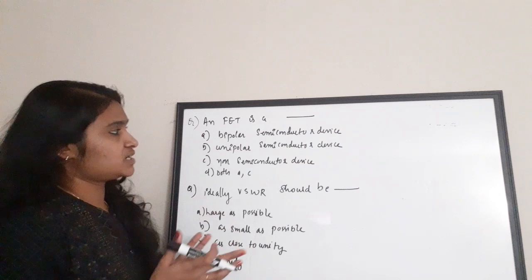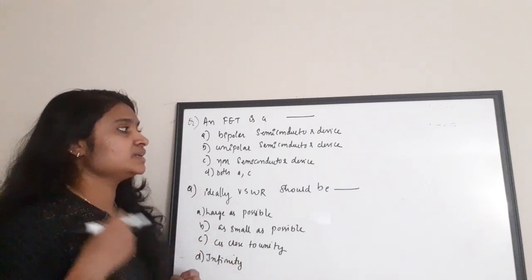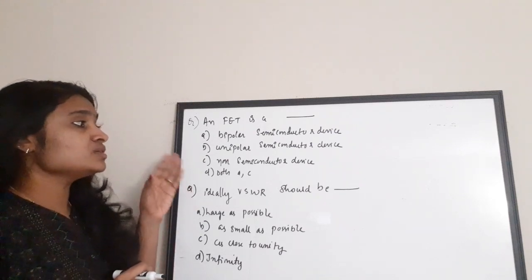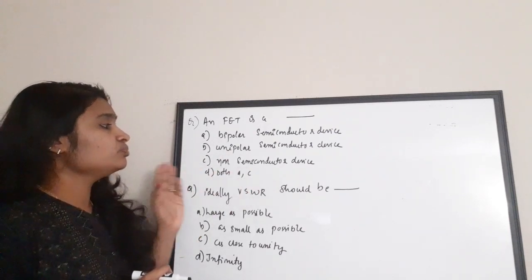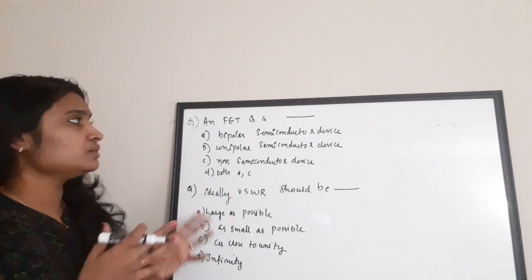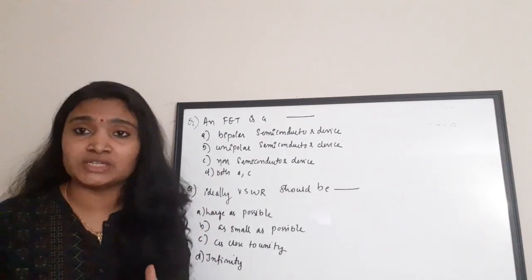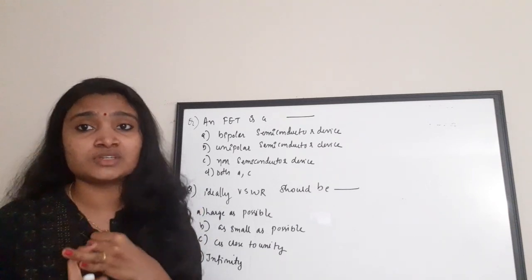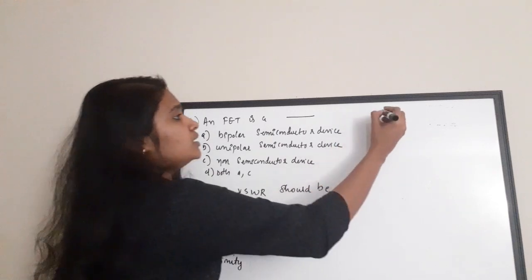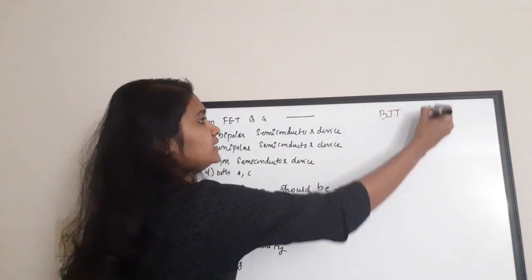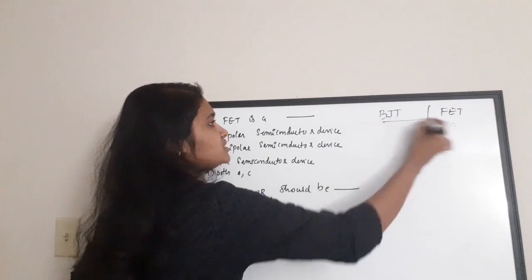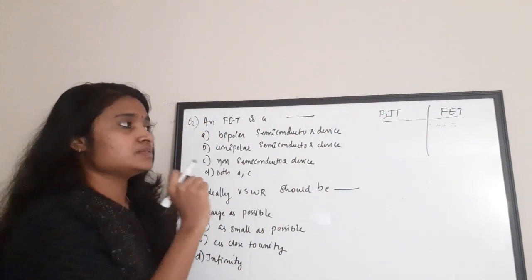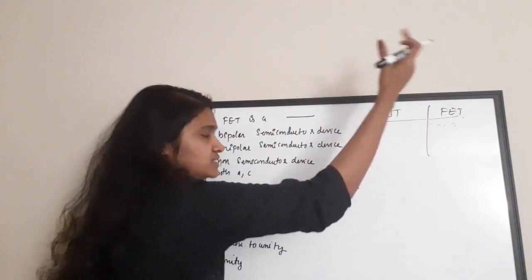An FET is a dash. Option A, bipolar semiconductor device. B, unipolar semiconductor device. C, non-semiconductor device. D, both A and C. If you look at the transistor classifications, basically there are two types of transistors, bipolar junction transistors and field effect transistors. BJT and FET is a classification, right? We'll be seeing the basic difference between these two transistors, BJTs and FETs.